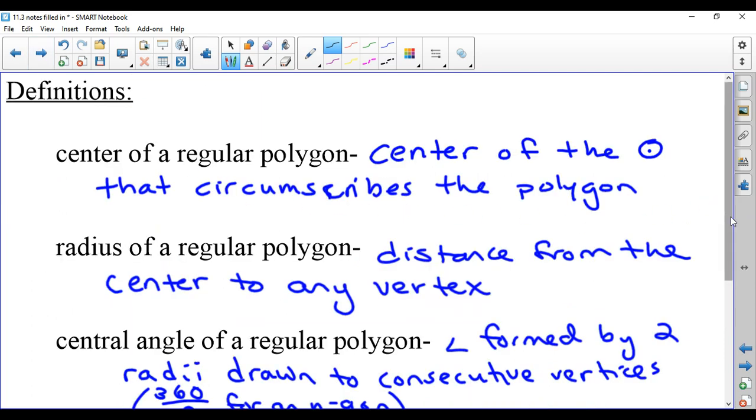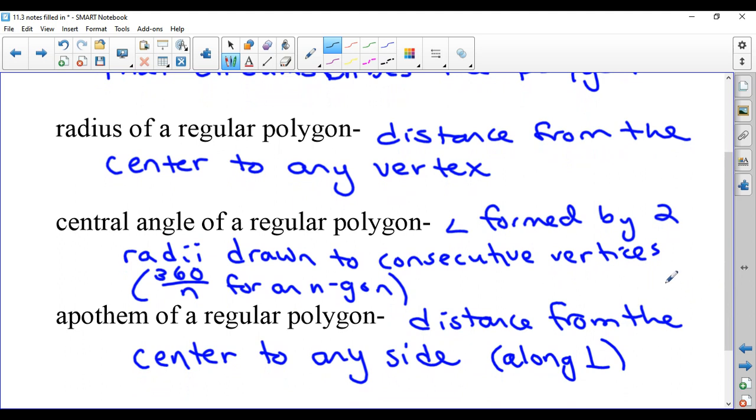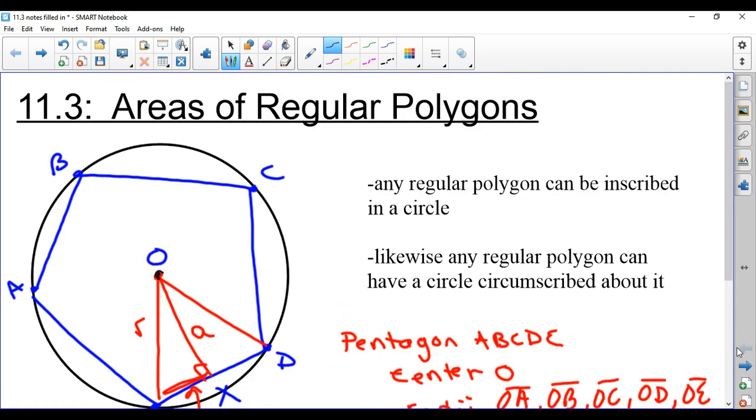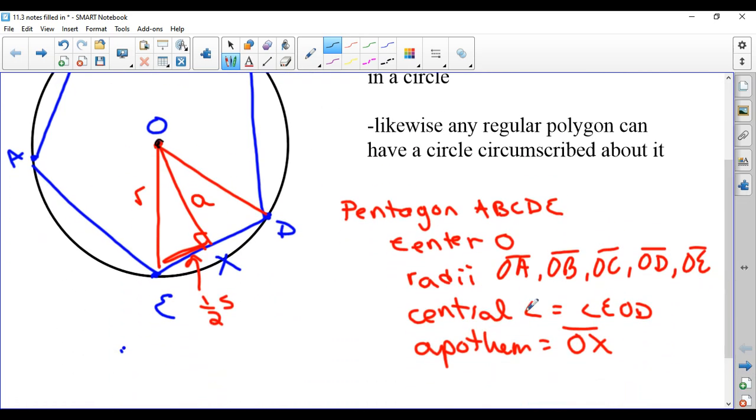The central angle of a regular polygon is the angle formed by two radii drawn to consecutive vertices. Now, this is a regular n-gon, so every central angle is going to be the same. To find the measure of each one, we take 360 and divide by n. Again, if we go back to this picture, a central angle would be the angle EOD. And in a pentagon, the measure of that angle will be 360 divided by 5, which is 72 degrees.